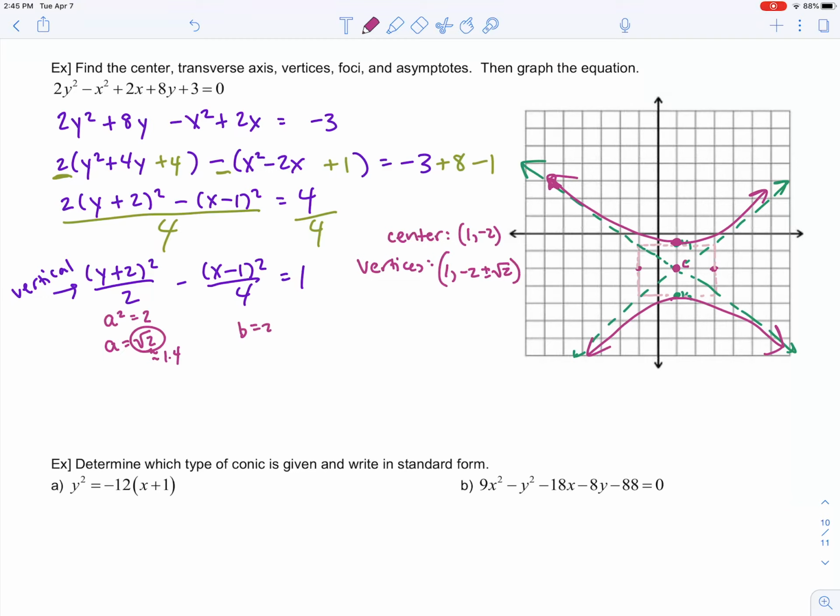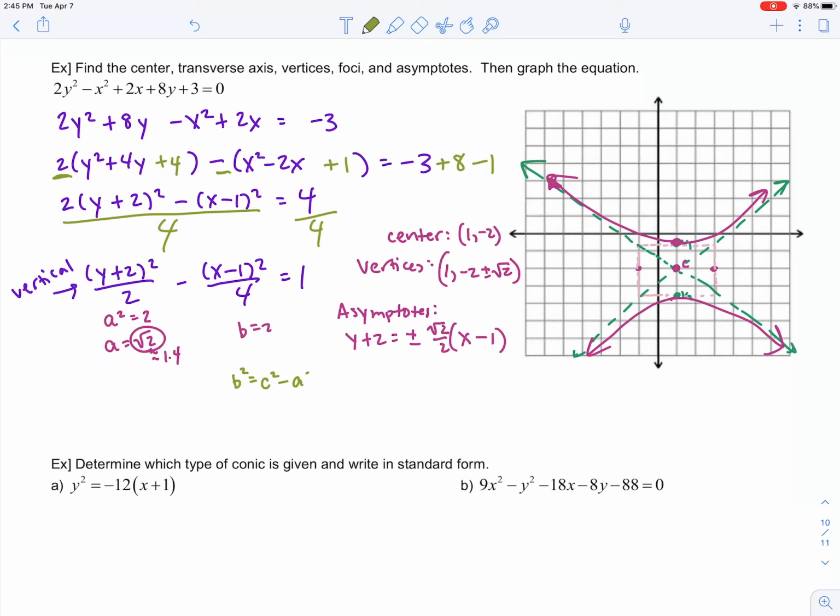The foci, we'll need to find that c value, so we'll wait on that. The asymptotes, okay, so I'm just using the structure that was given in the formula above. So let's write this out, asymptotes. So y minus k, so y plus 2 equals plus or minus a over b, so square root 2 over 2, x minus h, so x minus 1. So that gives me the equations of the asymptotes. I still need to find the c value so I can list the foci out.